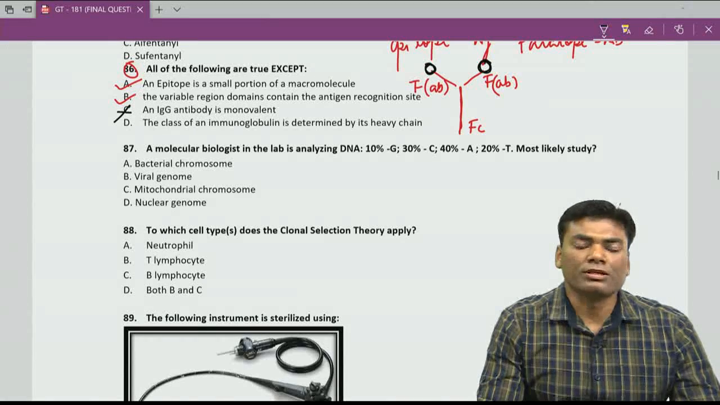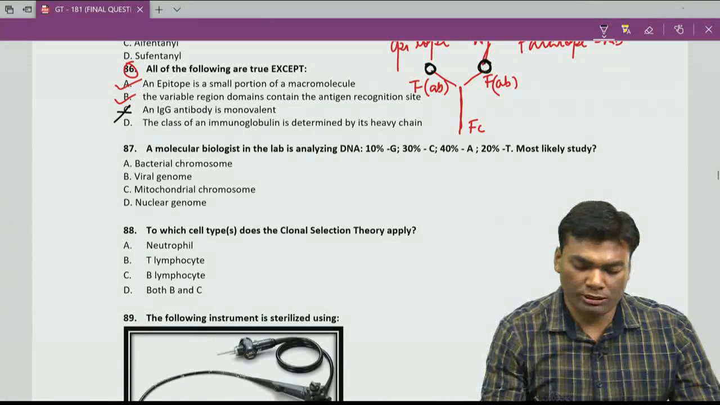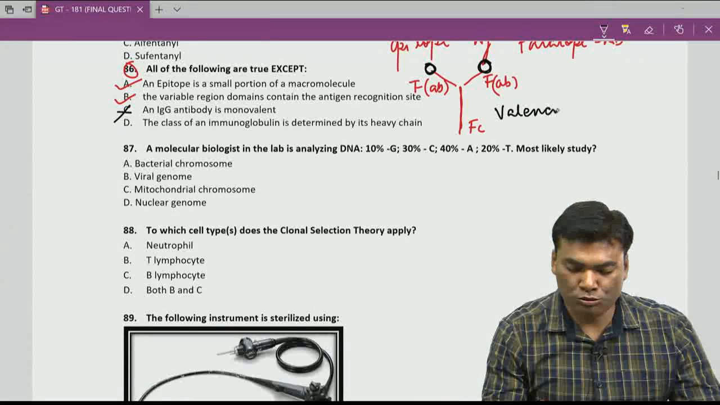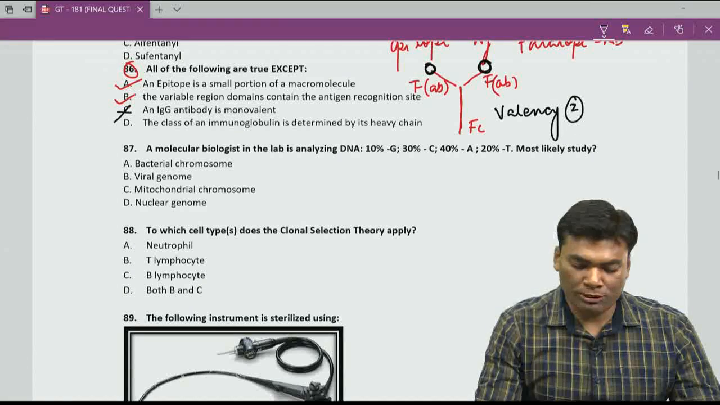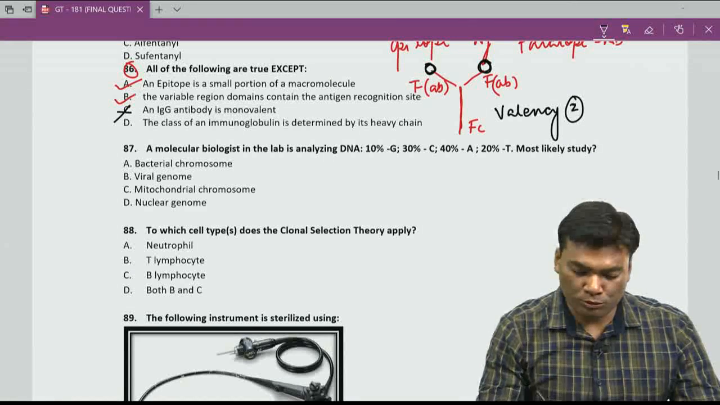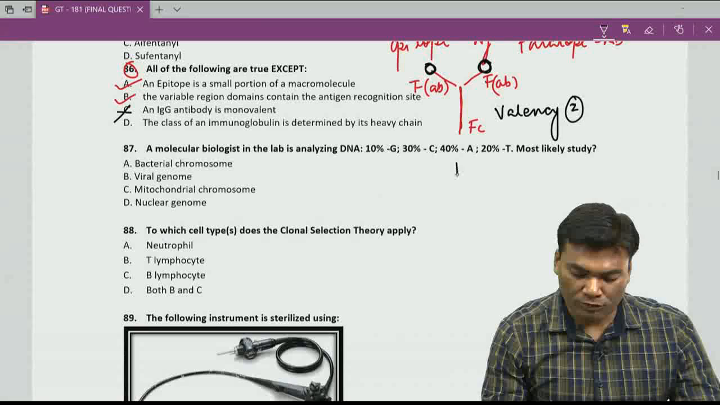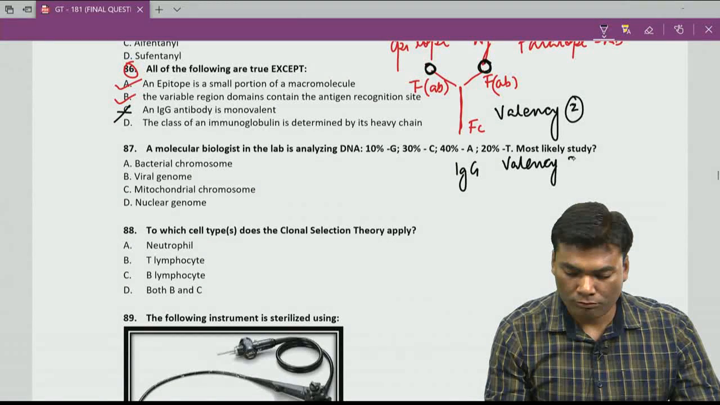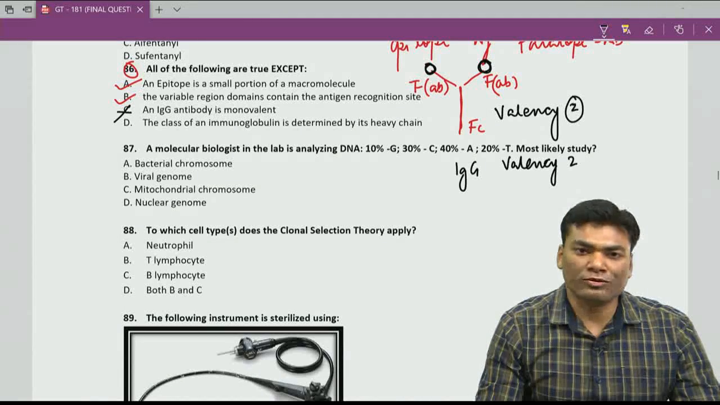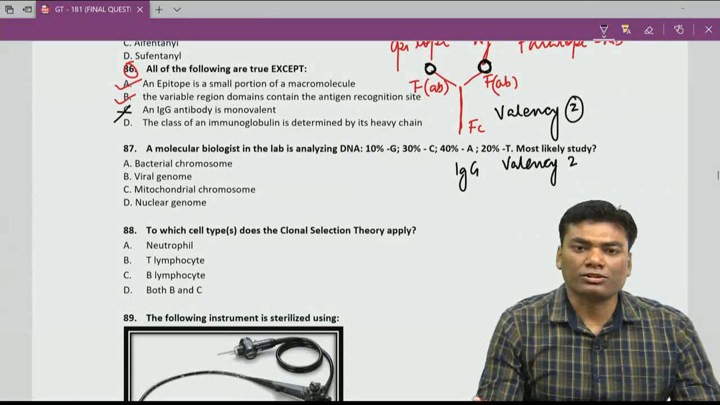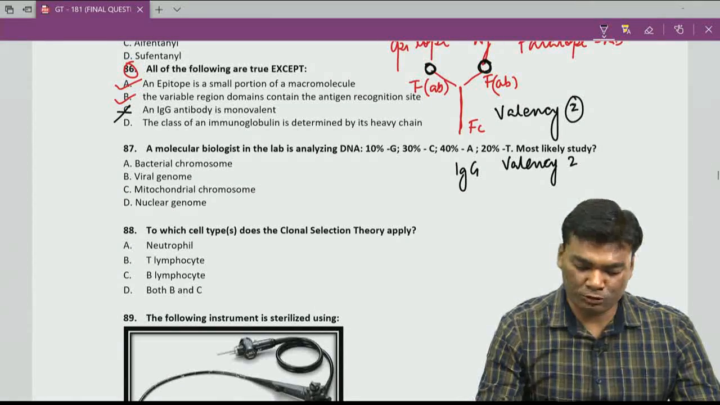An antibody is always a bivalent molecule, as we saw here, that the valency of an antibody molecule is 2, because it is able to bind two antigens at the same time. So the valency is always 2. Now let me give you other examples. So if we have got IgG, the valency will be 2. IgG is always a single molecule, so the valency will be 2, right?